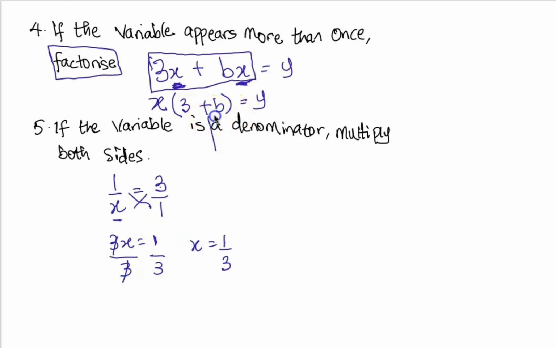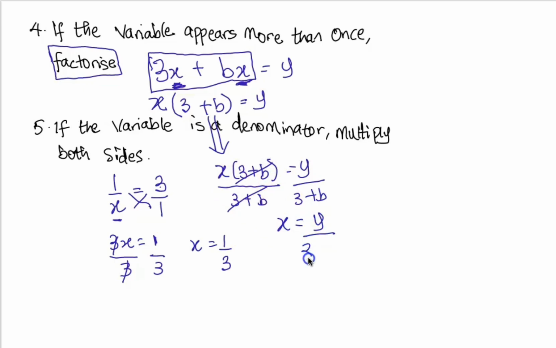Now, back to the one we had earlier. We have x(3 + b) = y. We are just going to divide both sides by 3 + b. Then this will cancel this. So your final answer in that case will be x equals y over 3 + b. So those are the basic steps we need to know when we want to make certain variables the subject of the formula.